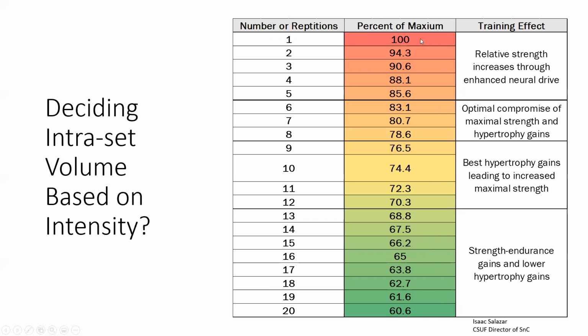So this gives you a wide range. This is percent maximum for the number of repetitions. So if I can perform a bench press of 100 pounds or 100 kilos for 1 rep, that means I could do 94 kilos for 2 reps, 90 kilos for 3 reps, and so on down the line. So that is a repetition maximum based on the percent maximum. I hope that makes sense. We can clear that up in class.